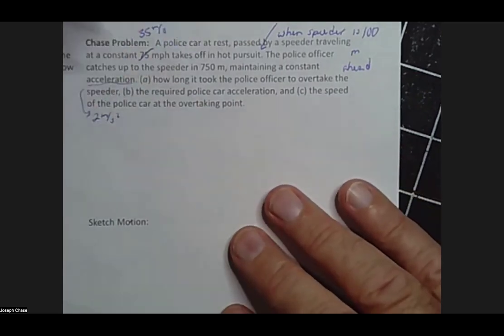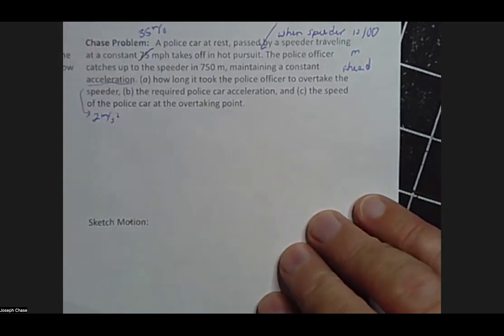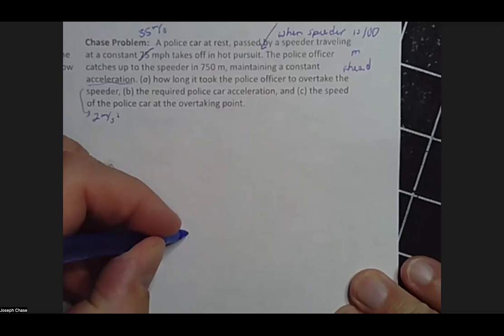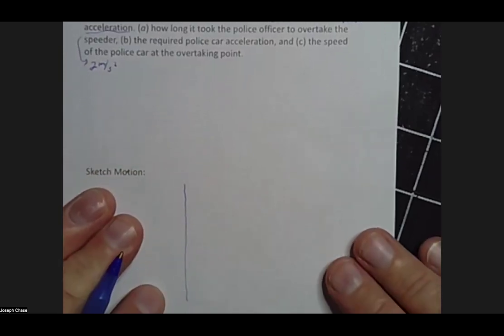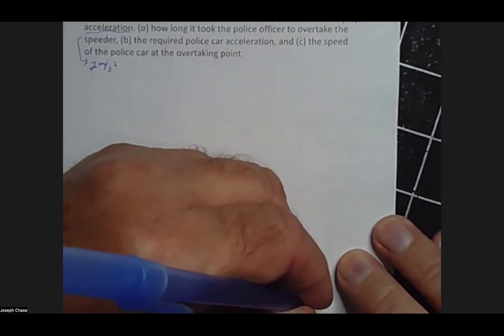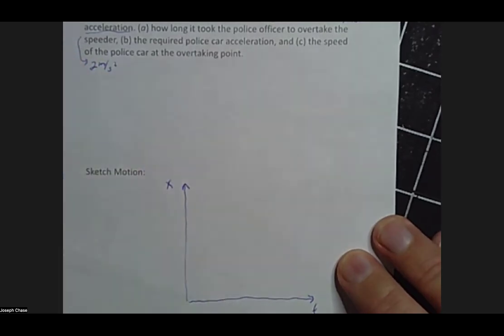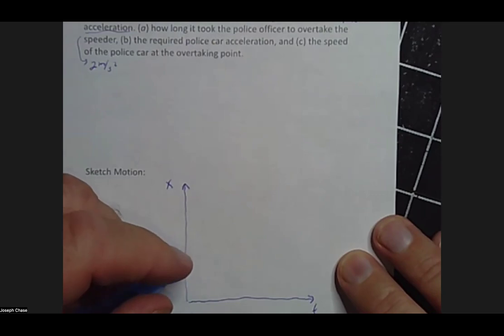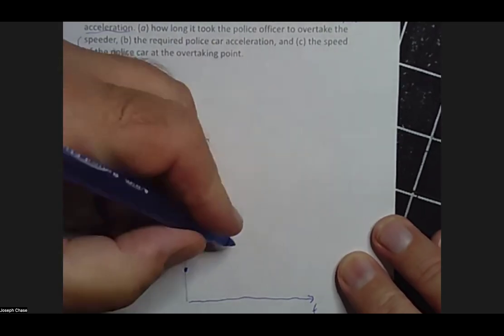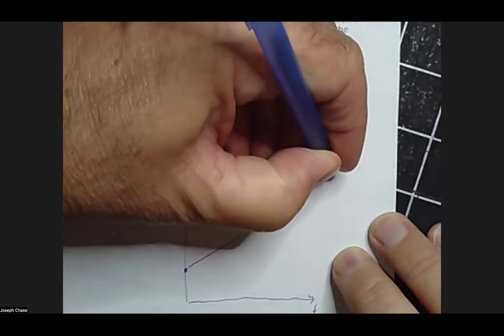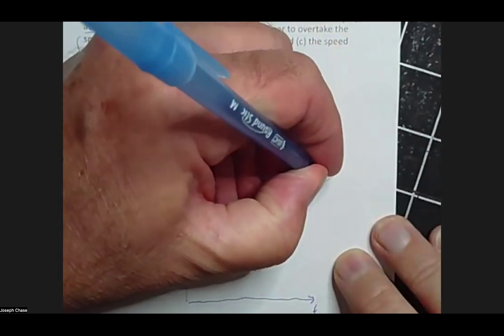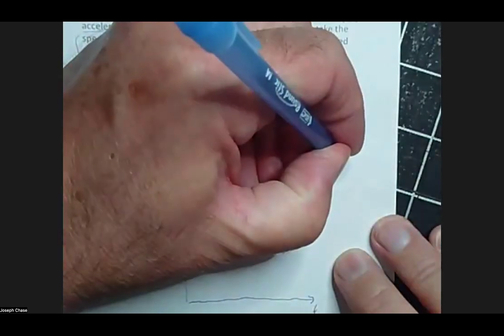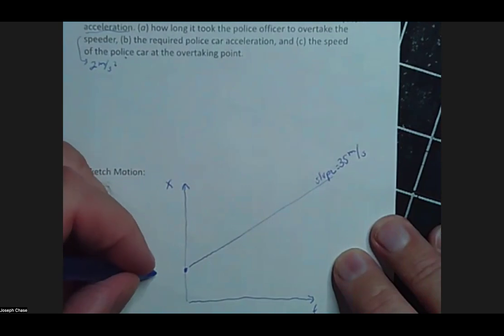So the approach here is that we want to do an equation of motion for both. But before we do that, let's think about what this motion would look like. So I'm going to do a distance and time graph, with time and position, which we will indicate with the letter X. The speeder is going to have a head start, going at 35 meters per second. So 100 meters ahead is roughly a 3-second head start. That means the speeder is going to start off with a y-intercept, and then will be traveling with a constant velocity, and the slope of this line equals 35 meters per second. And here our head start is 100 meters.